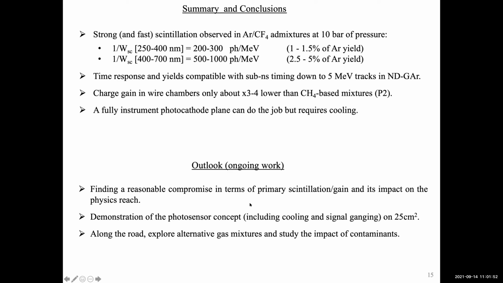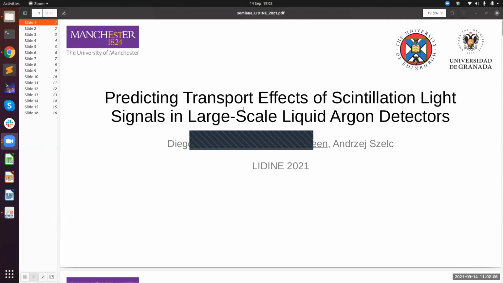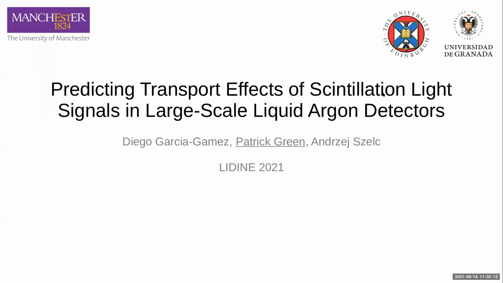Okay, thank you. We don't have time for questions. And so our next speaker is Patrick Green, who will tell us about optical transport modeling. Go ahead. Okay, can you see my slides and hear me? Yes, it looks good. Let's make that full screen.